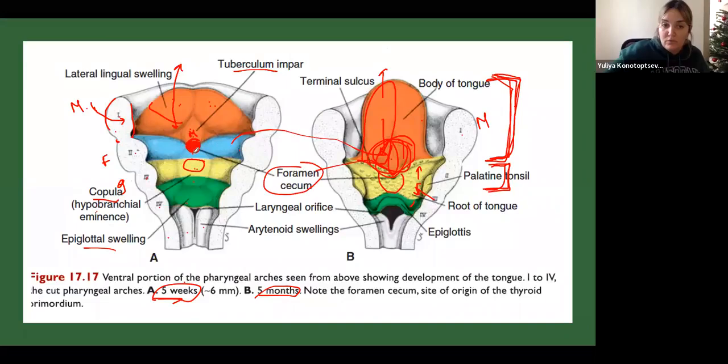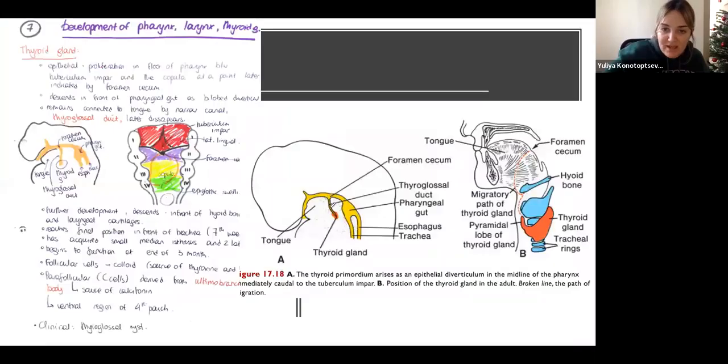Then this proliferation starts to descend down, because this is basically on your tongue, right? So that's not where the thyroid gland should be. So it starts to descend downward. The problem is that it didn't detach. It just starts to descend. And if it starts to descend, of course, there's going to be a little tiny trail that still connects it to its point of origin, right?